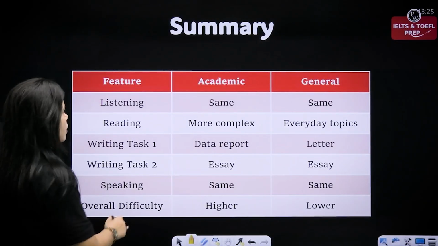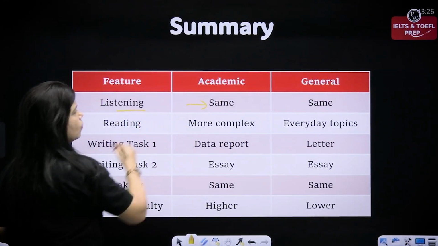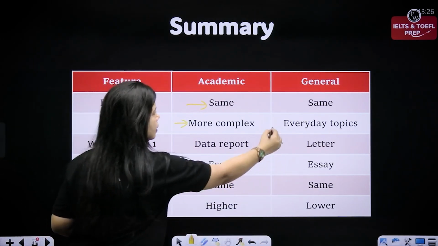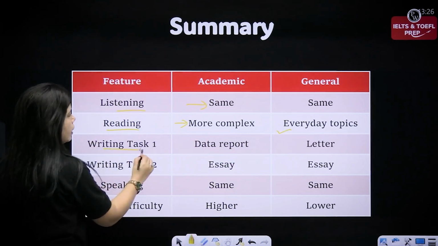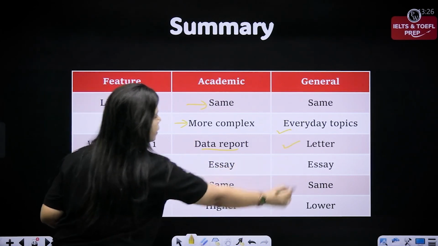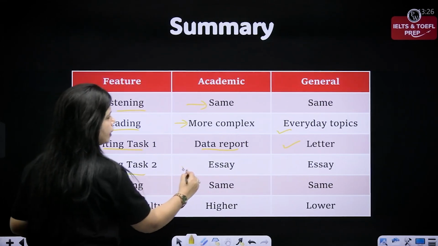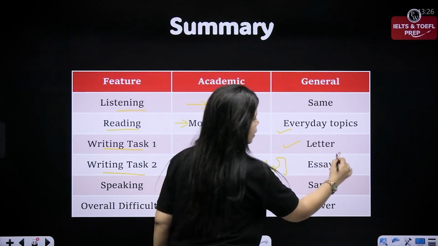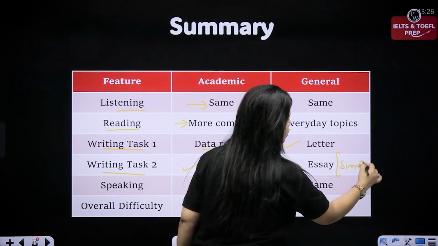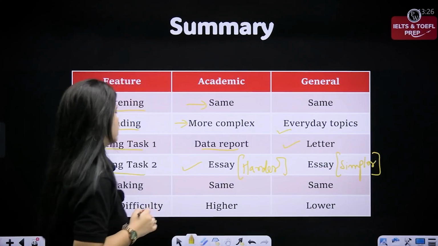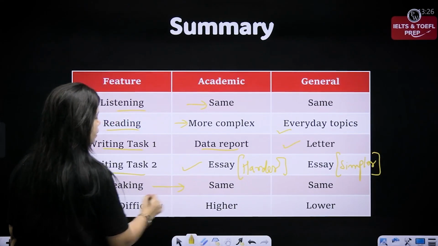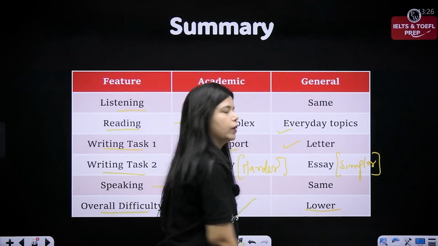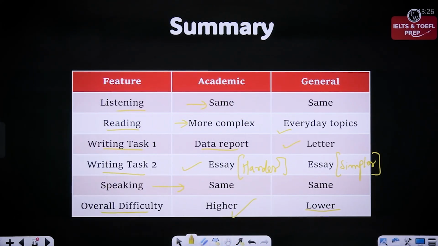And here is the summary. So listening is the same whether you are taking academic IELTS or general IELTS. Reading for academic is more complex. Here it's simpler everyday topics. Writing task 1 here is data report, whereas here it's just letter writing. Task 2 is essay, but the topics are harder. And here also task 2 is essay, but the topics are simpler in the general module. In the general IELTS version, speaking same, no difference at all, and overall difficulty of academic IELTS is higher, and here the difficulty level is lower. I am sorry for that.